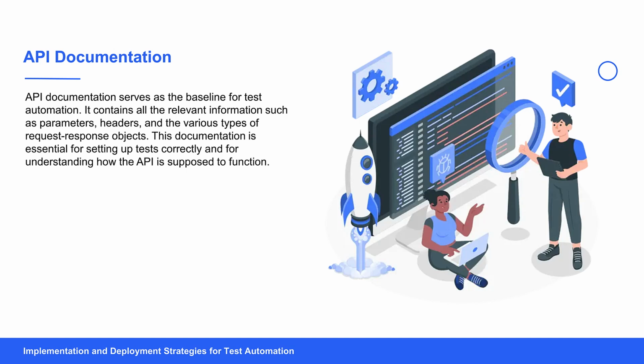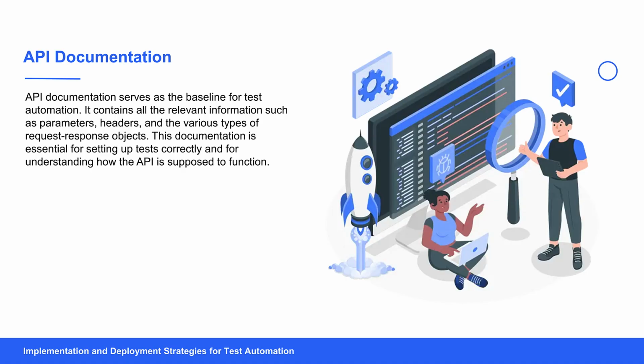This documentation provides all the necessary details, such as parameters, headers, and the various types of request-response objects that we need to create accurate and effective tests. It essentially serves as a blueprint for understanding how the API is supposed to work, which is crucial when designing tests that need to verify correct functionality.